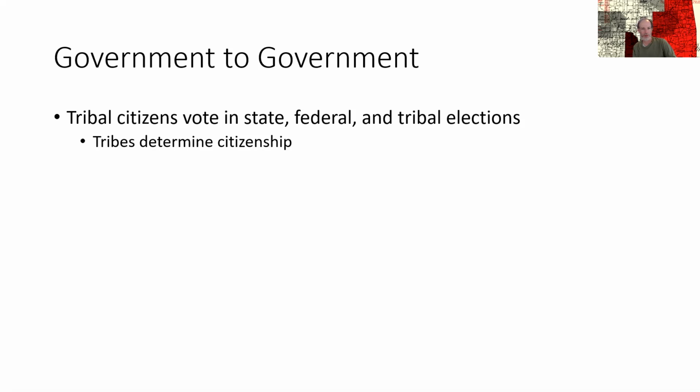So tribal citizens vote in state, federal, and tribal elections, and the tribes can determine their own citizenship. And some are different, among the few bigger picture things I've looked at, right? Some might be based off of where you live. Some might be based off of deciding membership, but you don't live on tribal land. And so tribes can decide this on their own. And the things you pick might get you different outcomes.